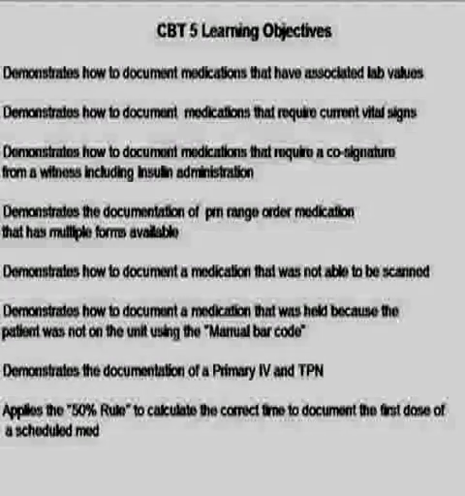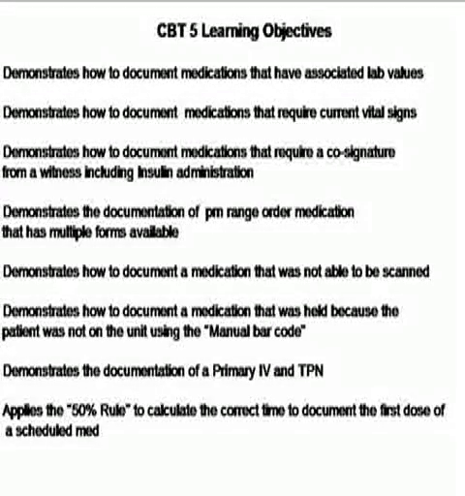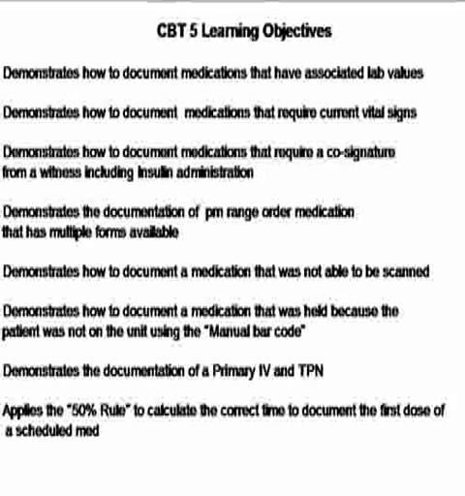Here are the learning objectives for CBT number 5. Documenting medications with associated lab values, documenting medications that require current vital signs, documenting medications that require a co-signature or witness, documenting PRN medication with range orders, multiple forms available, documenting a medication that was not scanned, documenting a medication that was held because the patient is not on the unit, a manual barcode, documenting a primary IV, documenting TPN, and the 50-50 rule, documenting the first dose.